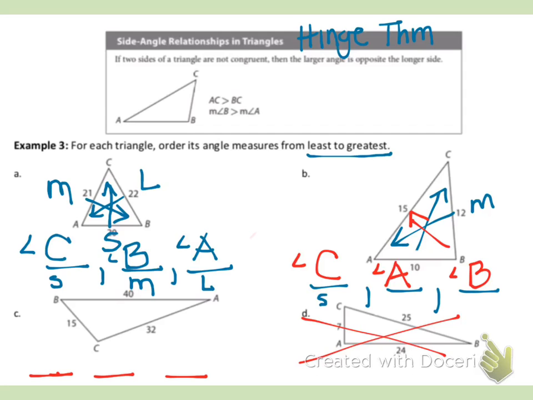Okay, so our largest angle is C because it's across from the biggest side, right? Our smallest angle is going to be across from our smallest side, and then of course the middle angle goes across from the middle. It's the one that's left over, which would be angle B. Okay, so angle A, B, C. This time it goes in alphabetical order, so that's great.